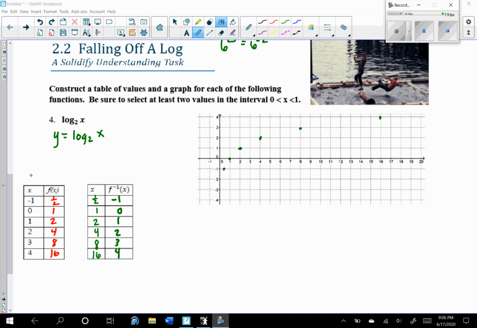Recall that this was y equals 2 to the x. And why do we use base 2? Because this is base 2. Whatever the base is, if you were to rewrite this using the inverse and exponential form, you get y equals 2 to the power of x. Then you can use the inverse to help you graph the logarithmic function by switching those x and y values. And again, do not use your calculator for these.